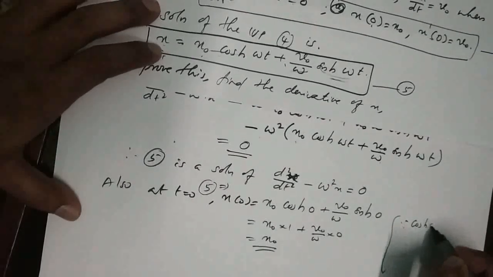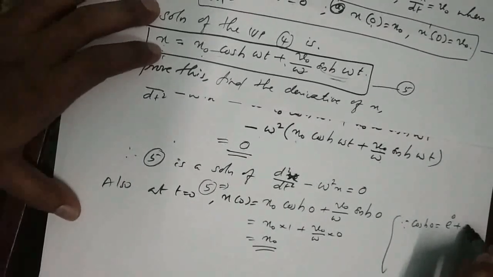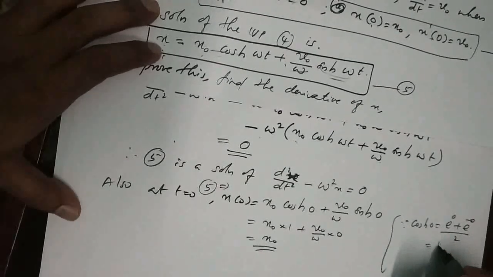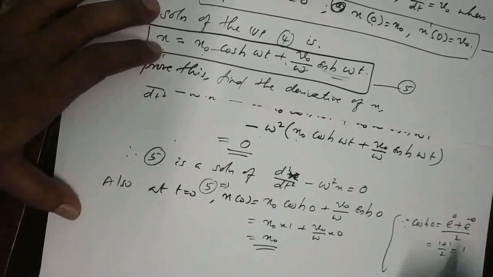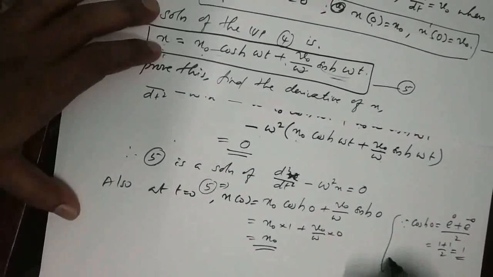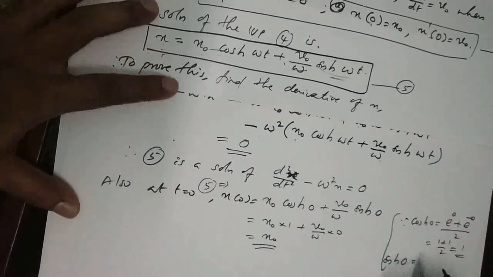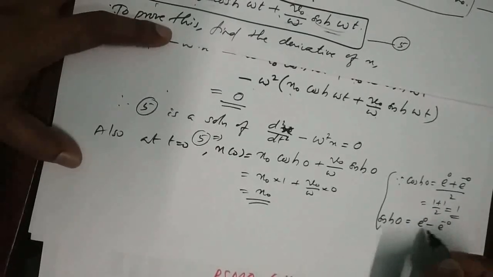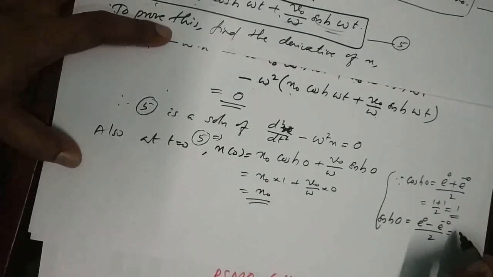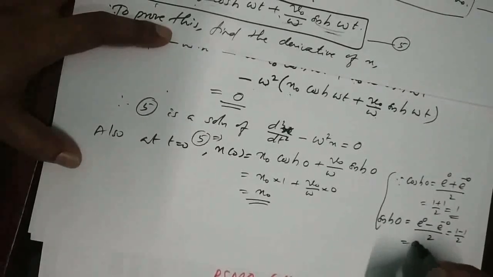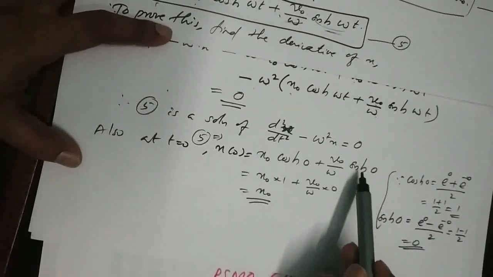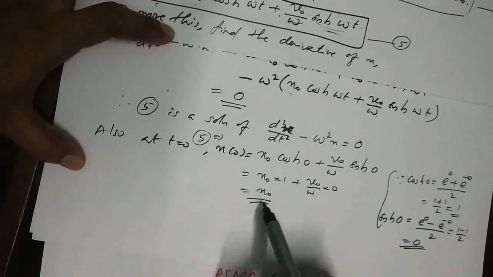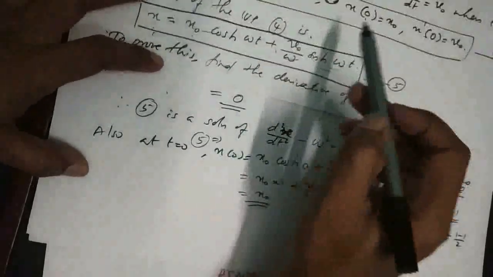The reason is cosh 0 is equal to e power 0 plus e power minus 0 divided by 2. This is 1 plus 1 by 2, which is equal to 1. So cosh 0 equal to 1, and sinh 0 is equal to e power 0 minus e power minus 0 divided by 2. This is 1 minus 1 divided by 2, which is equal to 0. So sinh 0 equal to 0 and cosh 0 equal to 1. So x of 0 equal to x0, and so the first condition is okay.